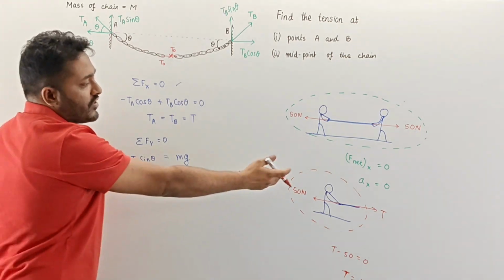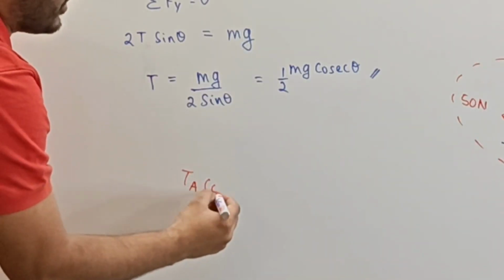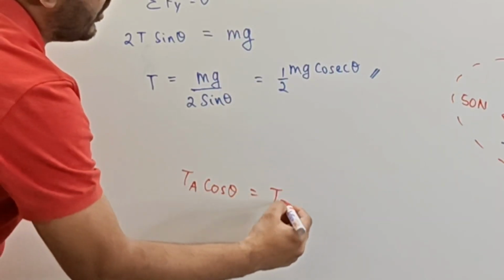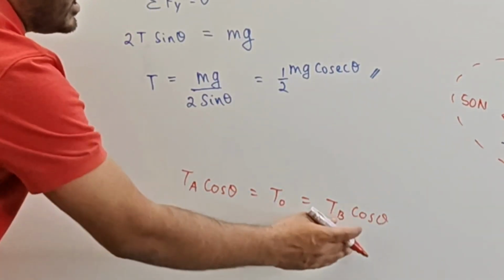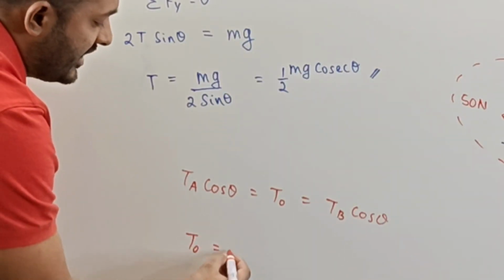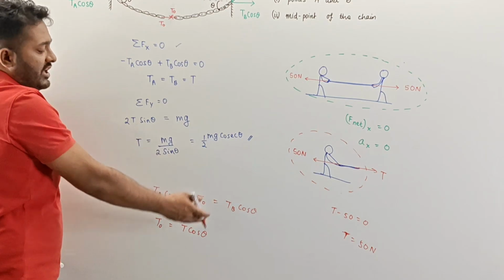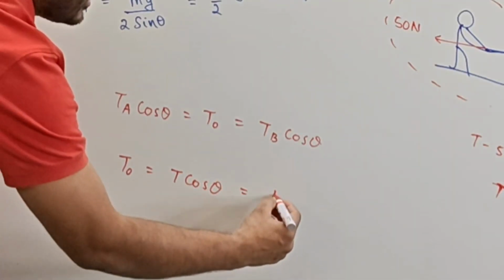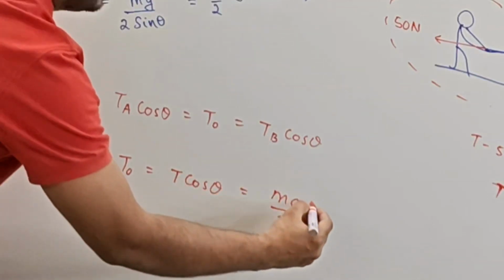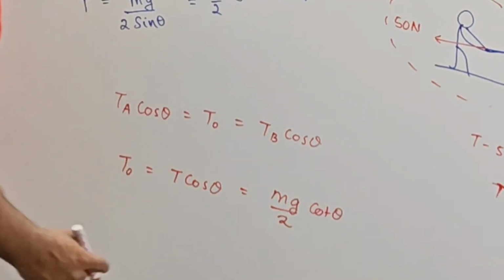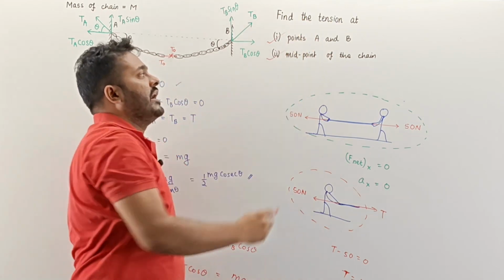So from this particular analogy, we can say that TA cos theta must be equal to T naught, which is equal to TB cos theta. And since TA and TB are the same, we can say T naught is equal to T cos theta. If we substitute the value of T from here, we get mg by 2 times cos theta by sin theta, that is cot theta. So from here, we have solved both the parts, points A and B, and the midpoint of the chain.